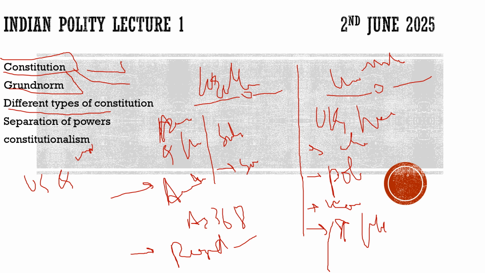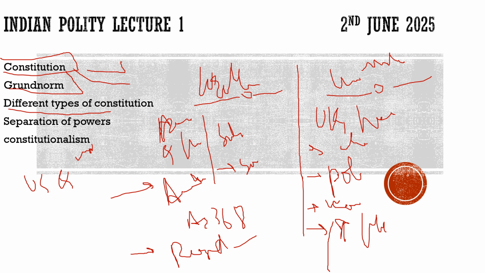The written constitution is often rigid. The unwritten constitution is not that rigid. And one more thing, in the written constitution, it is the constitution which is the supreme, which is the sovereign. In the unwritten constitution, it is the parliament which is supreme and which is sovereign. So this was the difference between the written constitution and the unwritten constitution.